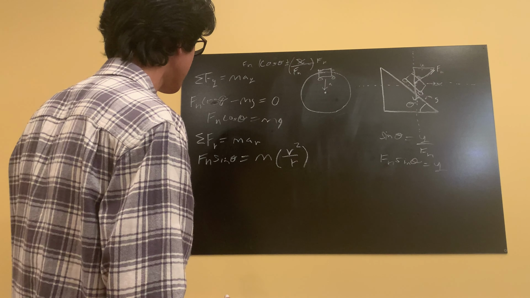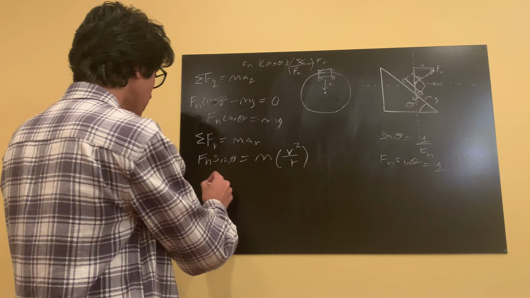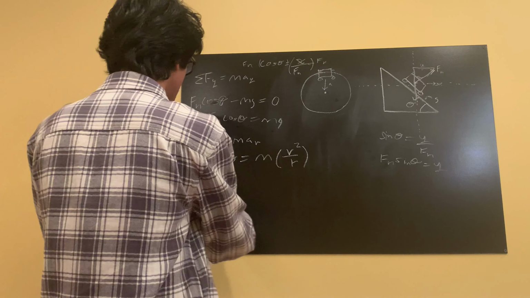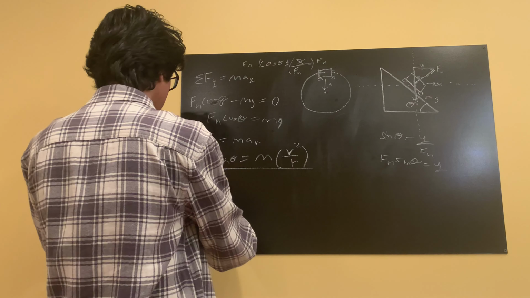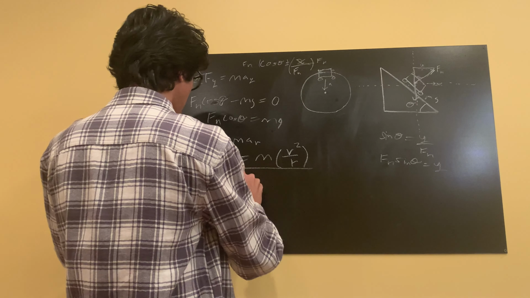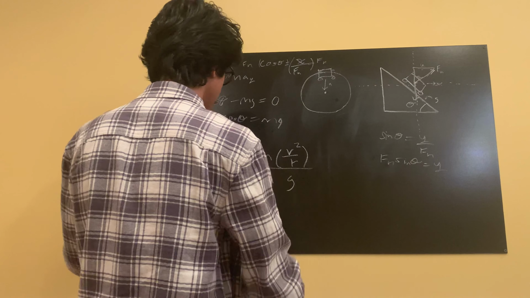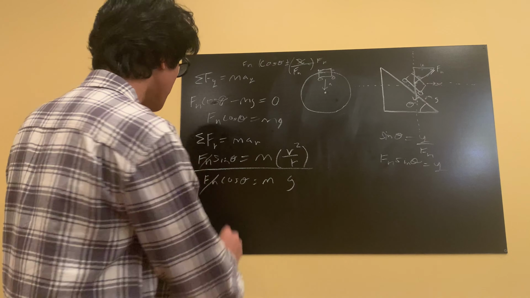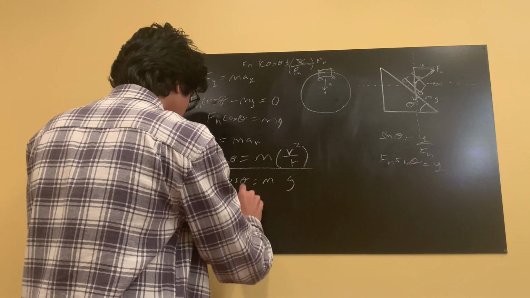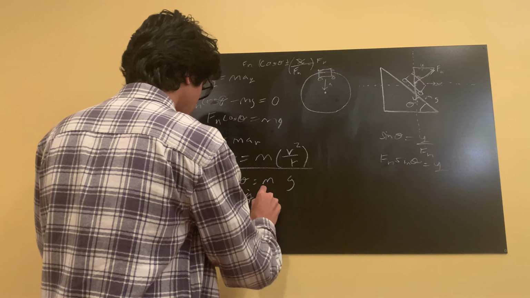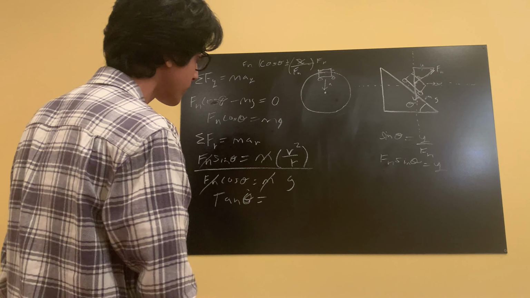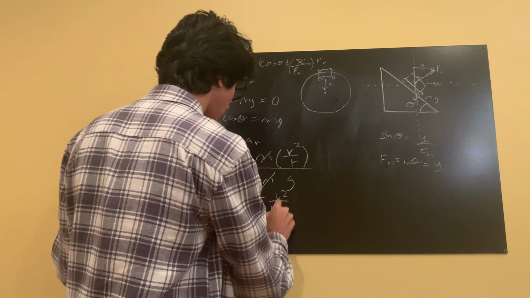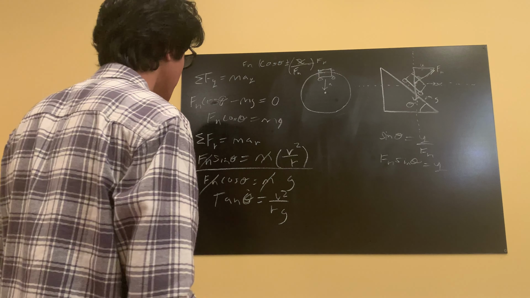So there's something we can do with this. We can divide these out. So let's do Fn sine theta is equal to m v squared over r, divided by Fn cosine theta is equal to mg. Fn's cancel. Sine over cosine is tan theta. M's cancel, and we get tan theta equals v squared over r times g. The g just goes into that denominator right there.